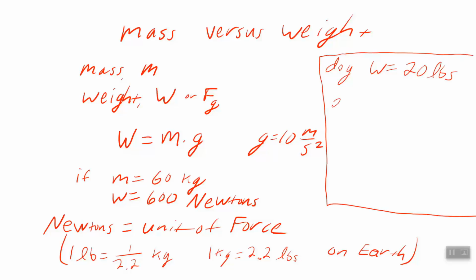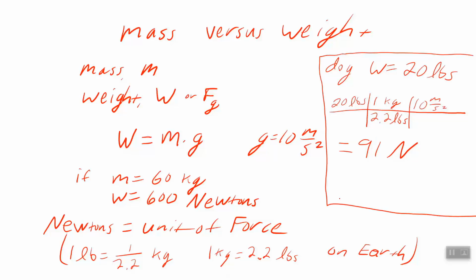This is how we do it. We'll go 20 pounds times 1 kilogram per 2.2 pounds gets you into kilograms. And then you take this mass, so this is your dog's mass in kilograms, and you multiply it by 10 meters per second squared. And you get the answer, 90.9 newtons. All right, 91 newtons. And just the letter N.